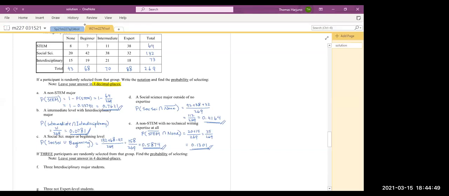So what is the probability to get 3 interdisciplinary students? How many interdisciplinary students? 73. So the first student, the probability the first student is an interdisciplinary major is 73 over 269. That's for the first one. And what is the probability the second one is also interdisciplinary? So 72 over 268. And then 71 over 267. That's right. Now let me ask you to compute that.